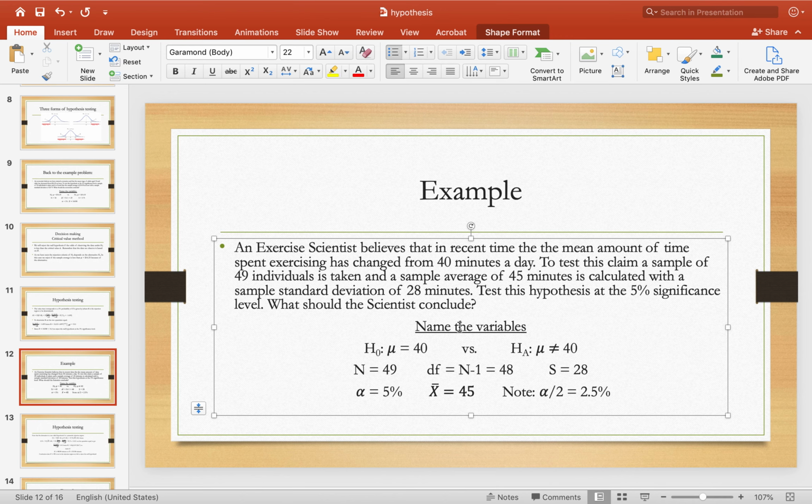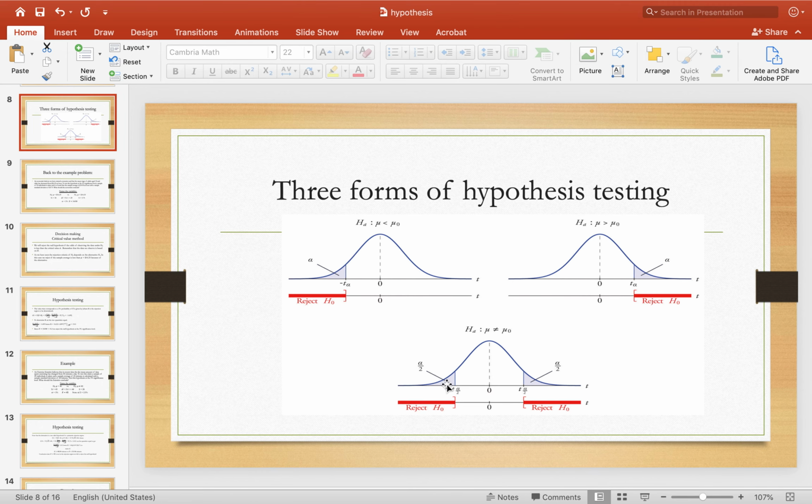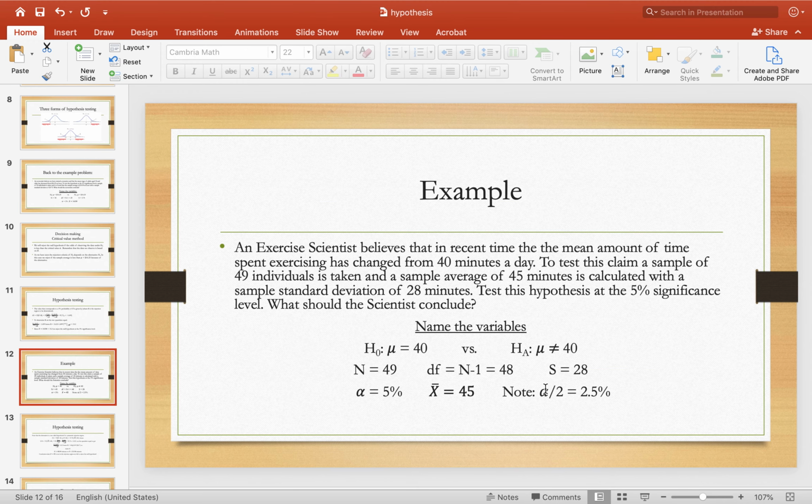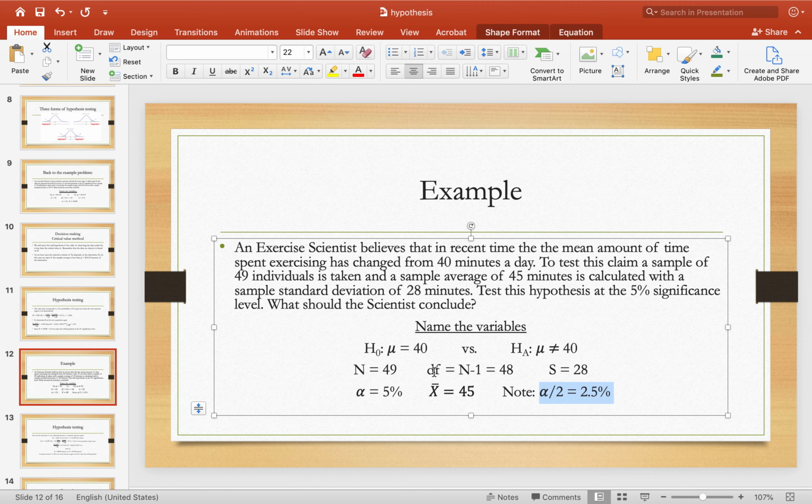Now we're going to name the variable and write down what we know. We have 49 observations, so the degrees of freedom is 48. The sample standard deviation is 28 minutes, so I get the 28 there. I have a 5% significance level over here. I have my value of x bar, but notice I have a two-sided alternative. That corresponds to this scenario right here. Since I have that scenario, I need to know alpha over 2, and that's 2.5%.